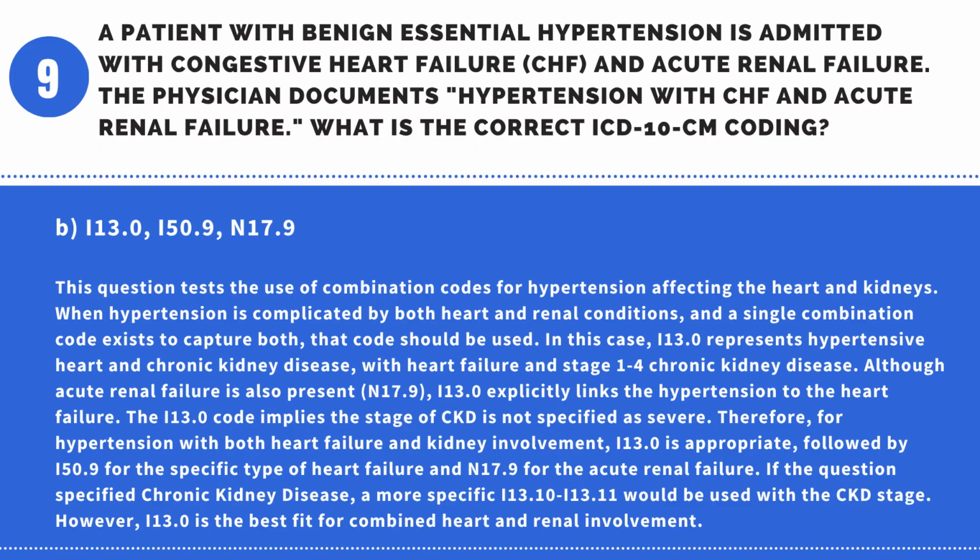Therefore, for hypertension with both heart failure and kidney involvement, I13.0 is appropriate, followed by I50.9 for the specific type of heart failure and N17.9 for the acute renal failure. If the question specified chronic kidney disease, a more specific I13.10 or I13.11 would be used with the CKD stage. However, I13.0 is the best fit for combined heart and renal involvement.